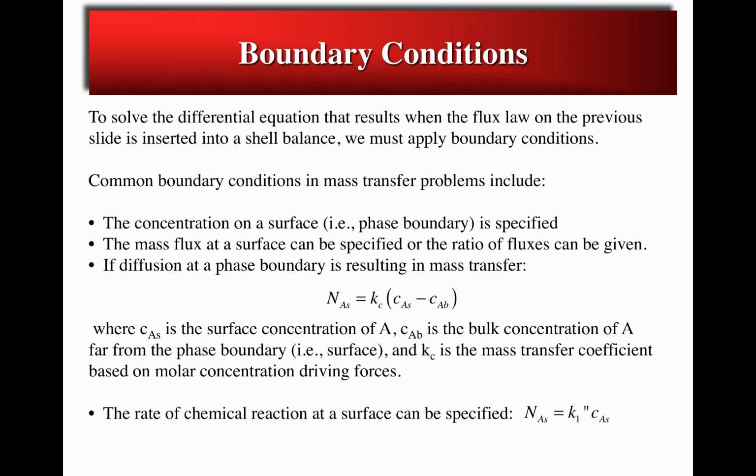Another situation that's very common for boundary conditions is that the rate of chemical reaction at a surface may be specified, and so for example, at heterogeneous catalyst particles, gas or components that come to a surface may undergo chemical reaction, and the net flux of a component to that surface may be driven by the rate of consumption of material at the surface at steady state.